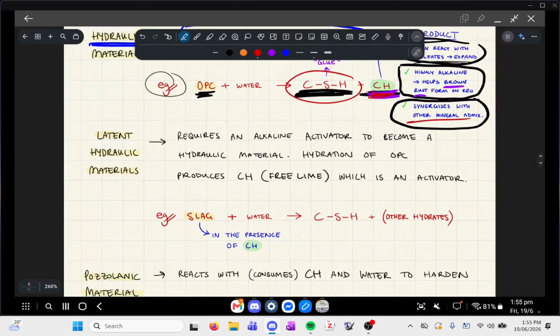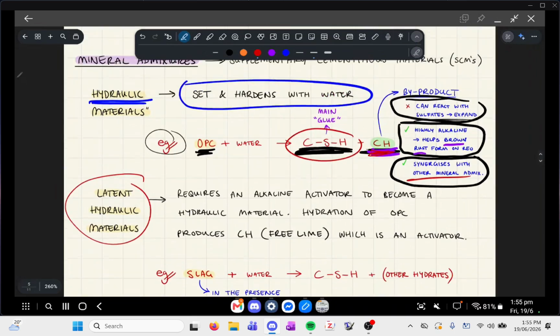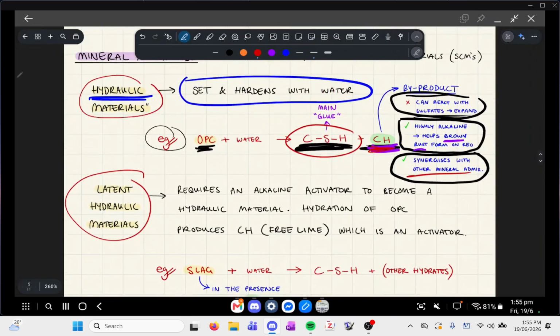One type of reaction it works well with is a latent hydraulic reaction. Again, hydraulic reaction means it reacts with water and then sets and hardens. Latent hydraulic materials or reactions do the same thing, but they need to be activated somehow. So latent just means there's potential for it, okay?